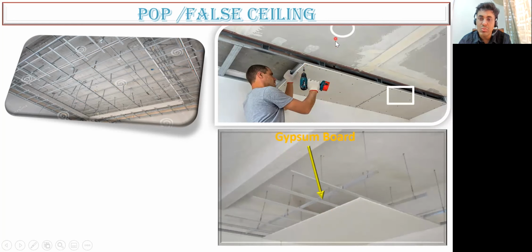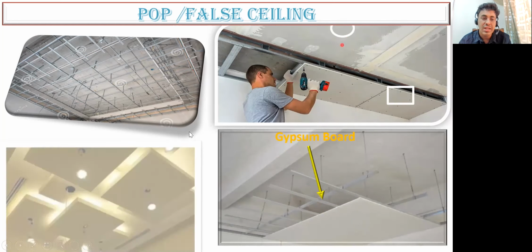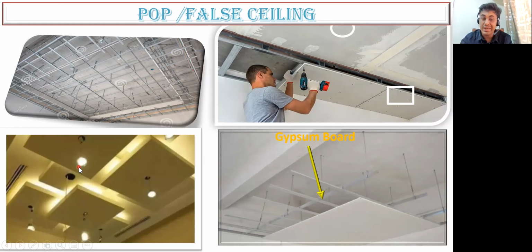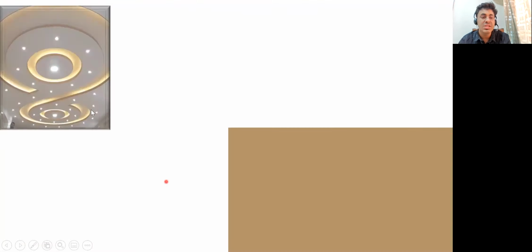And wherever you need to put up the lights, this is how the holes are done. You can see a rectangle done here, circular done here. Then you insert the LED lights into that, and the design is done. Whatever design you want, you can do those designs here. So this is how it looks finally.